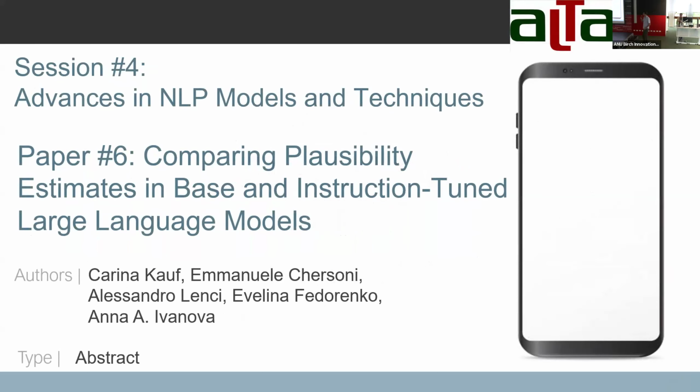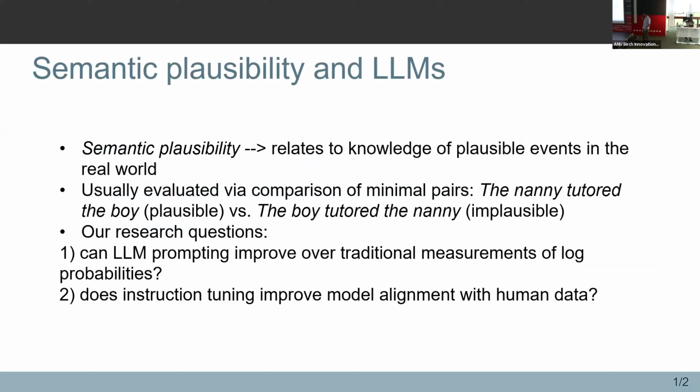Hi, everyone. So semantic plausibility is an important variable in linguistics because it relates to the knowledge of how likely events are to take place in the real world. With NLP systems, it is usually evaluated by a comparison of minimal pairs, where an NLP system has to indicate which one corresponds to the most plausible event. An obvious approach consists of estimating the probability of the two sentences and picking the most likely one.